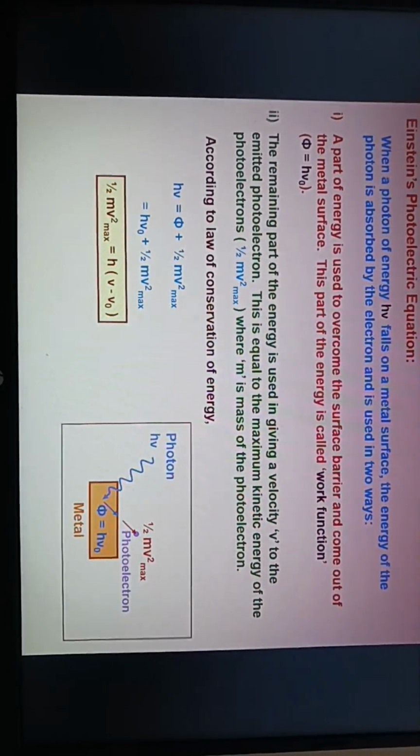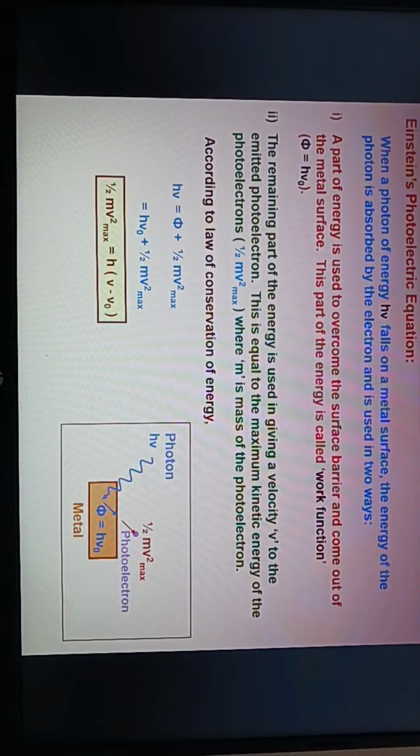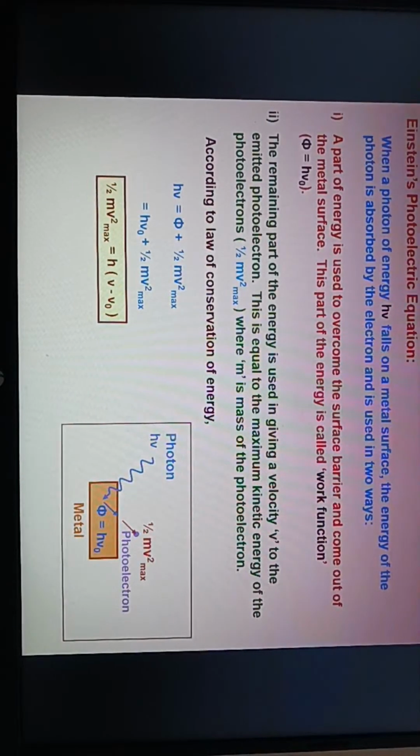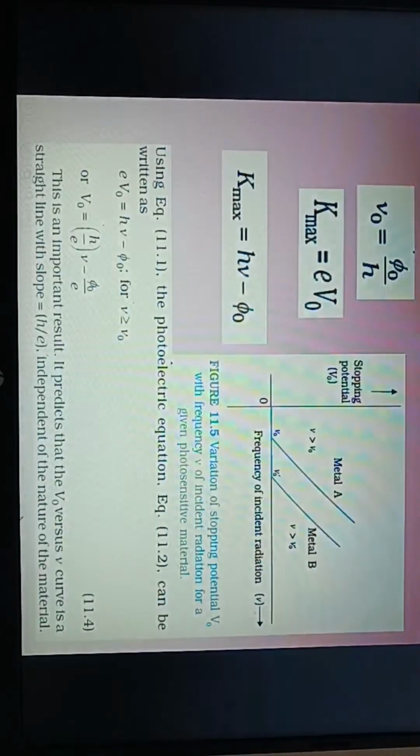See the diagram, it will help you in the mathematical steps. What is phi? Sir, flux. No, no, no. That is the problem. That's why I told you to read carefully. Here it is given already: work function phi. Energy required to liberate the electron, that is called phi.